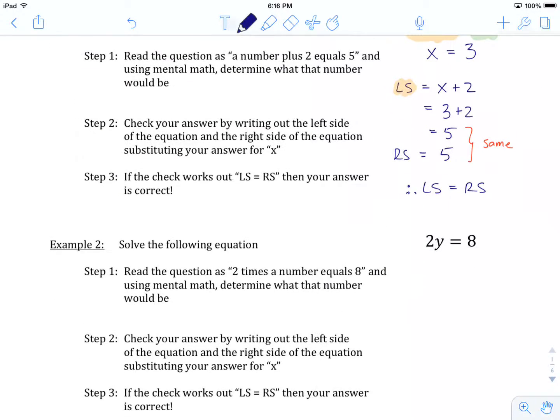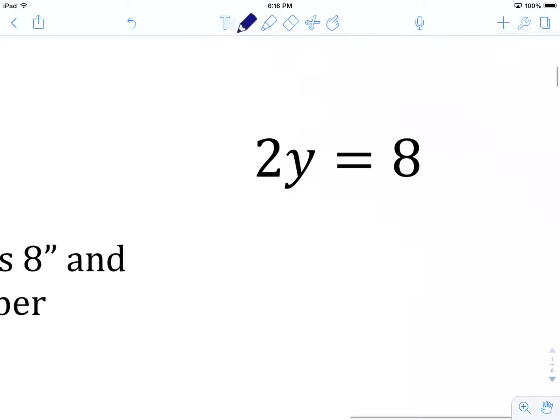Solve the following equation. Now we would read this one as 2 times y equals 8. So what we're thinking is 2 times a certain number will be equal to 8. So what number would I multiply by 2 to arrive at 8? And again, I'll do a little bit of thinking about it. And I think that the value that will make that true is 4. 2 times 4 equals 8.